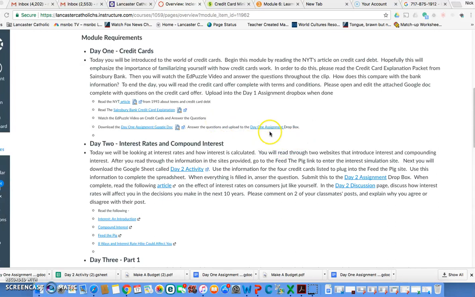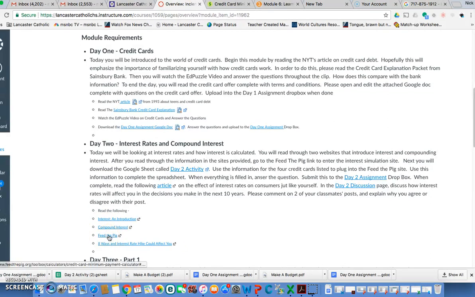Day two is a little bit different. One of the OERs I used, I actually found a site. It's a Feed the Pig site. I used that, and I also used an article, 8 ways interest rates could affect you. So I had them thinking about, okay, how does this affect my life? How does this affect me going forward?